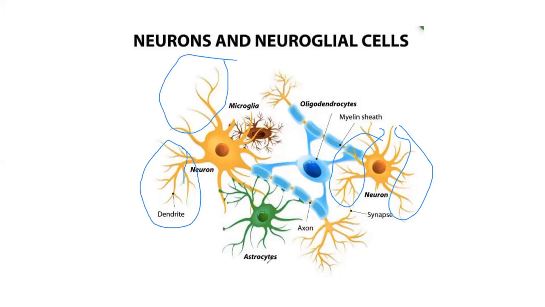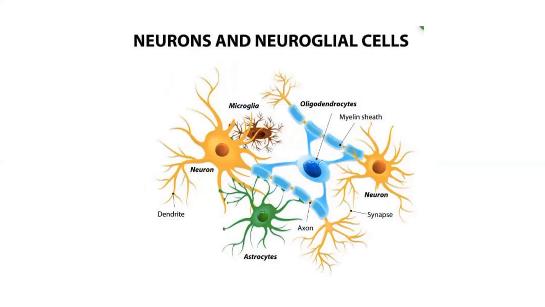Then here are astrocytes. This is a neuroglial cell, astrocyte. Then there is microglia. This is also a neuroglial cell. The neuron structure we will study in detail. Here I'm just telling you that these two are neurons. Then there is astrocyte, there is microglia, and there is also oligodendrocyte. So I hope it is clear. We are going to study neuron in detail, and we will also learn about microglia, astrocytes, and oligodendrocytes.